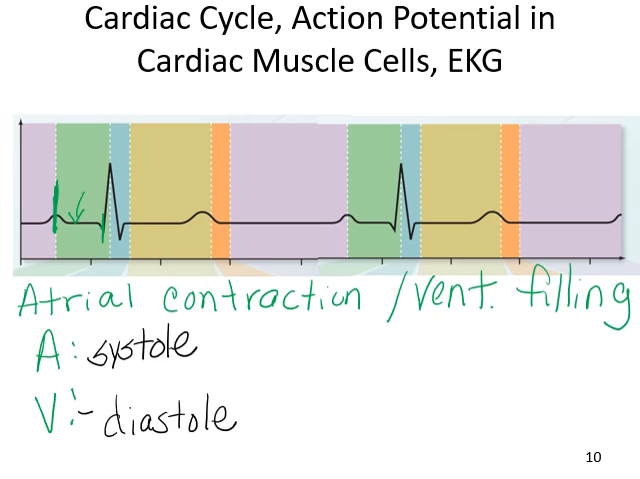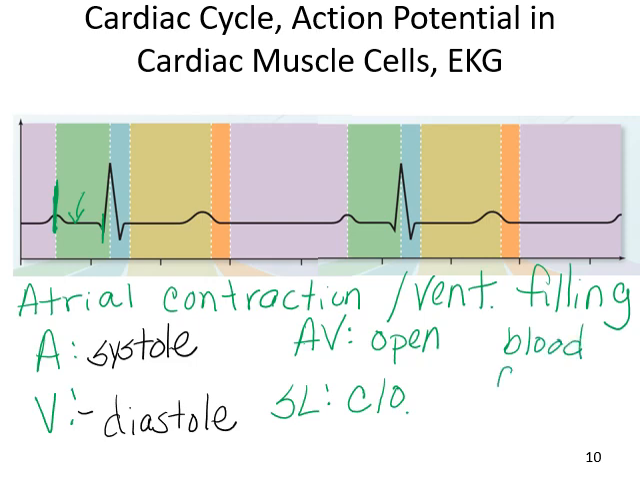Then let's think about our valves. Our AV valves, if the atria are contracting and the ventricles are filling, are open. Our semilunar valves, the ventricles are relaxed, so they're closed. I'm just going to put a C for closed. And then the last thing we think about is where is blood going? We have blood going from the atria to the ventricles. So now once we get here to the blue, our ventricles are going to start depolarizing, and that'll start our next phase.